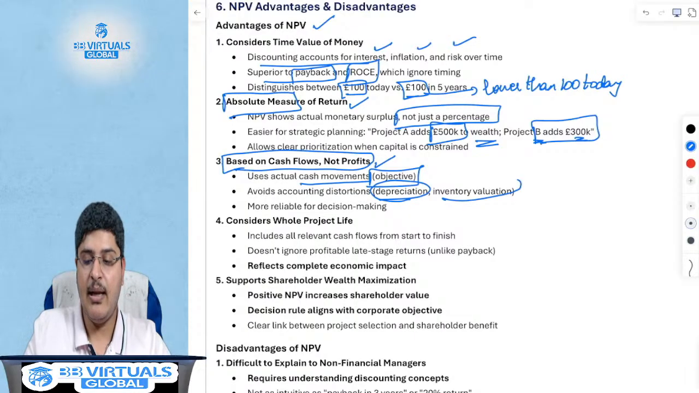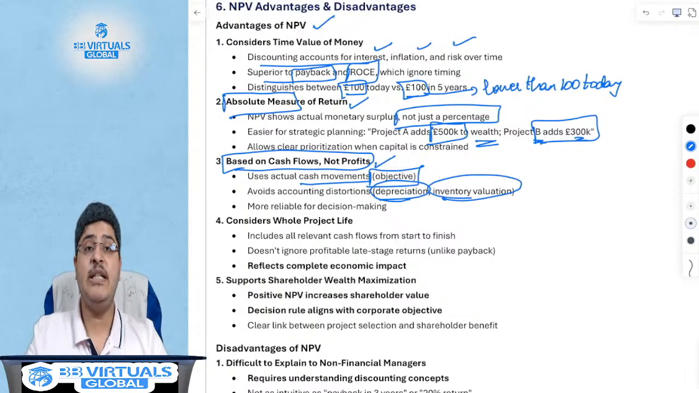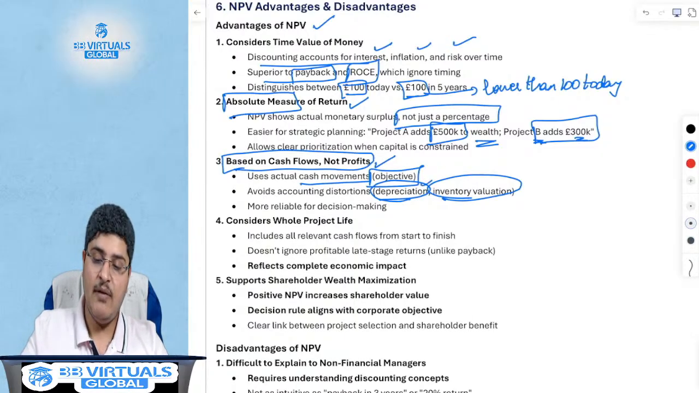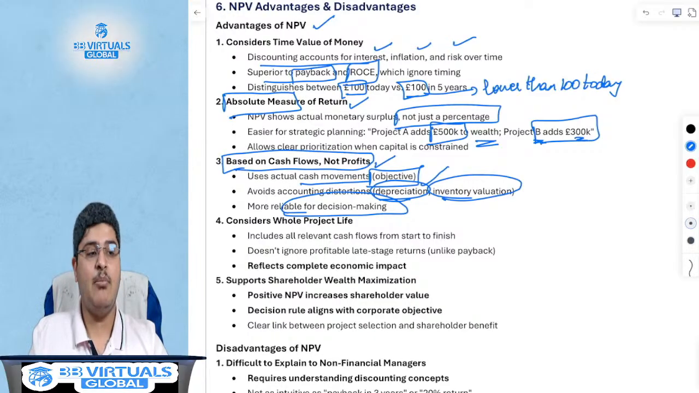If you remember, the profits will be different for the same company if there is a difference in depreciation methods, and hence, because this is based on cash flow, it is more reliable from a decision making perspective.